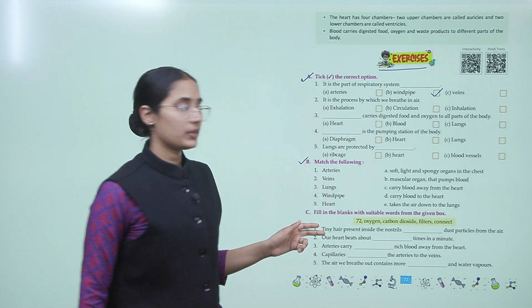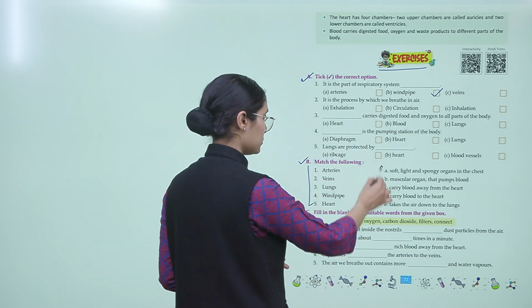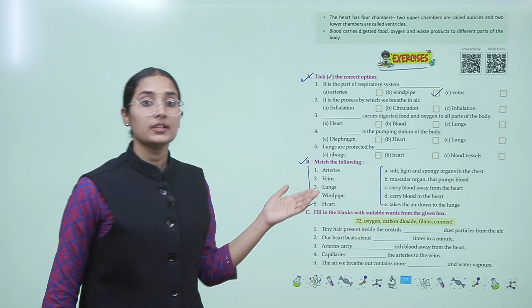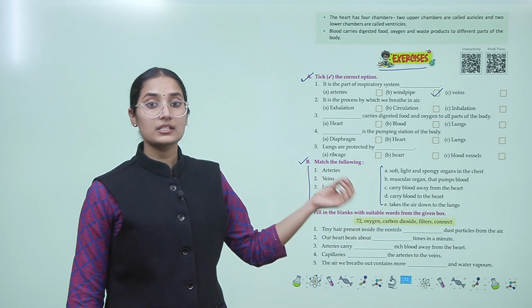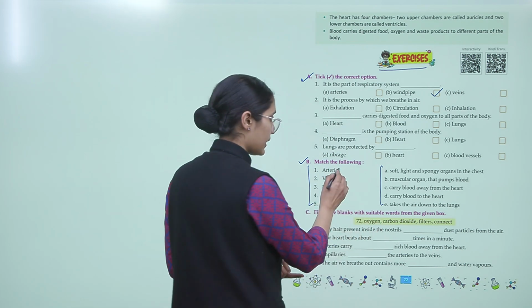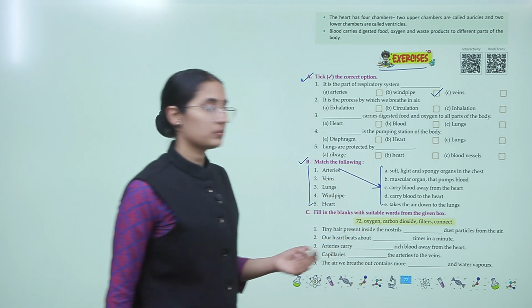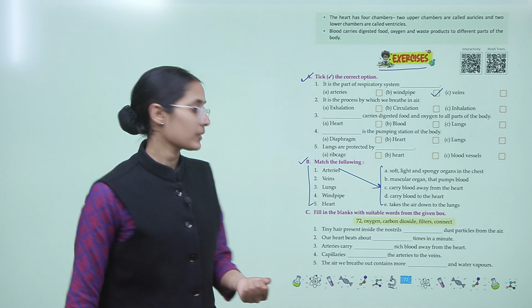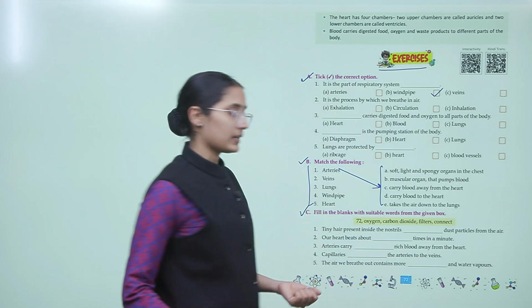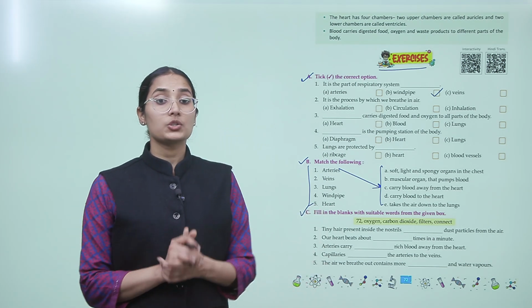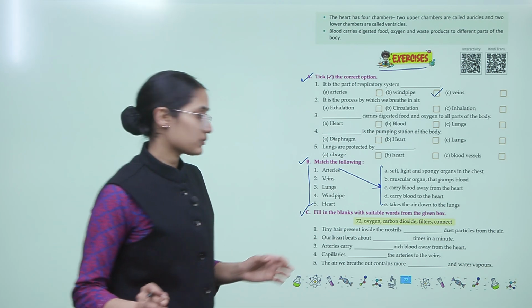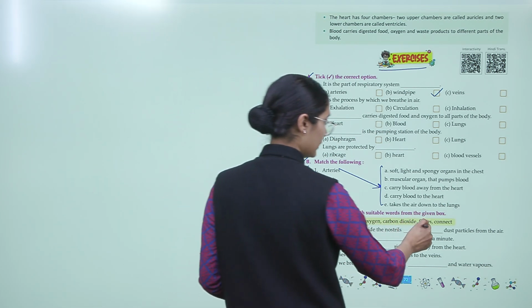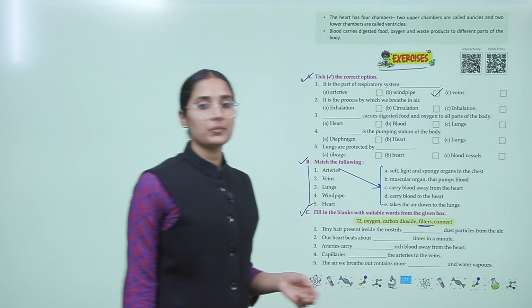Match the following. So we have to match this column to the other column. Arteries. So arteries carry blood away from the heart, right? Next question is, fill in the blanks using these words. So tiny hair present in the nostrils dash dust particles from the air. They filter dust particles from the air.